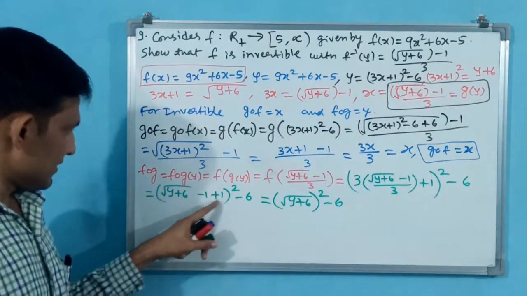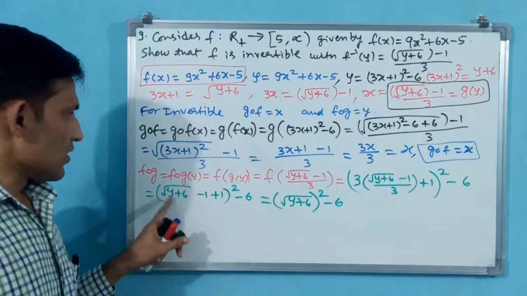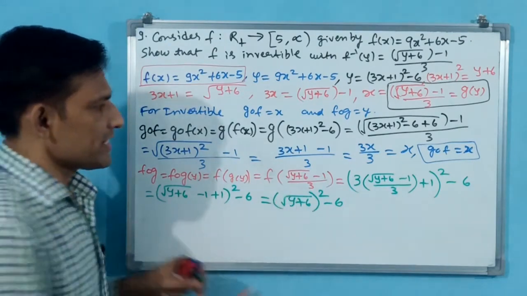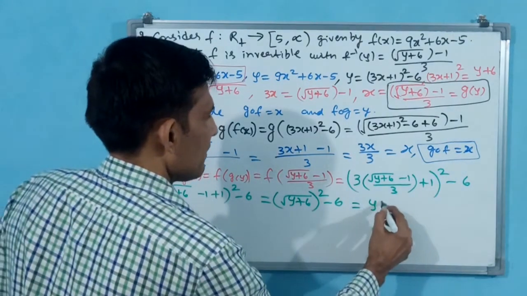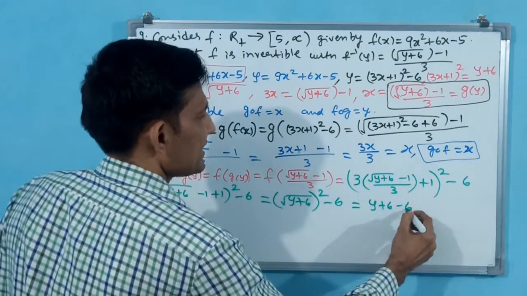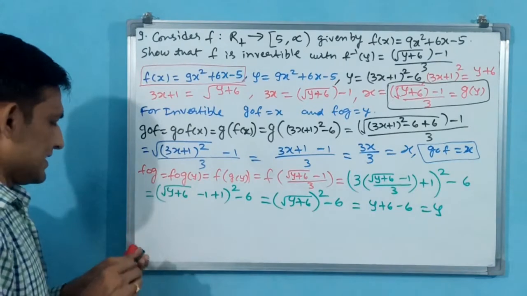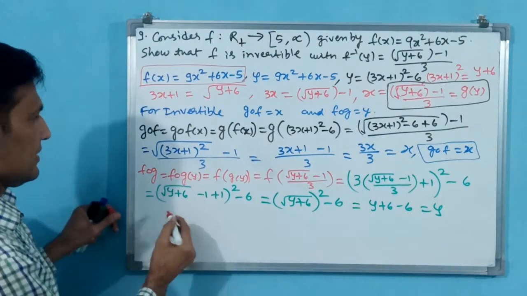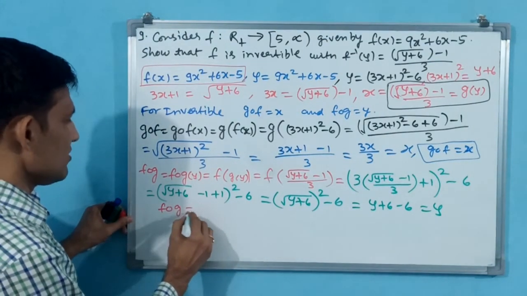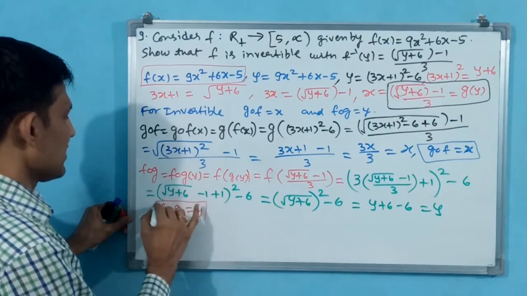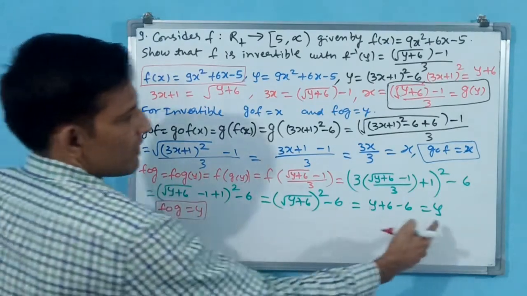Square I have not yet done, inside only we have done. Now see, square root and square are going to get cancelled. y plus 6 will come, minus 6, that is equal to y. Now again you can write like this: FOG is equal to y. FOG is LHS, y is RHS.